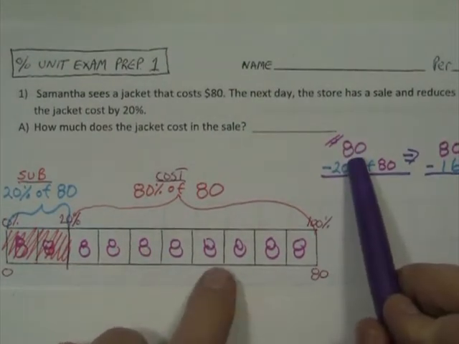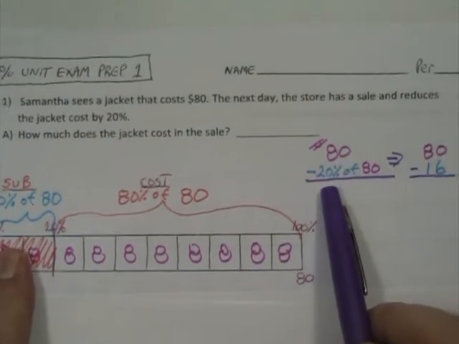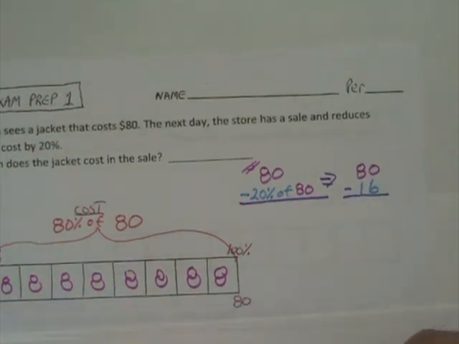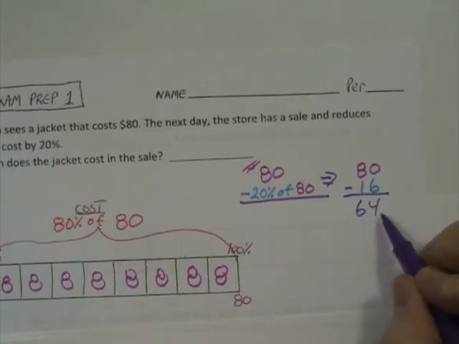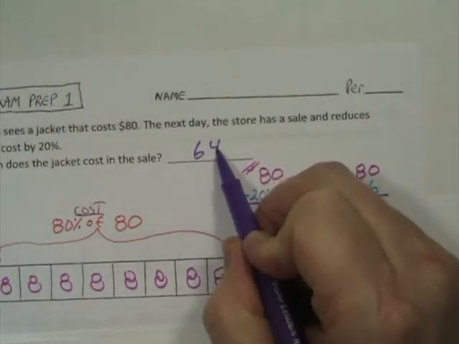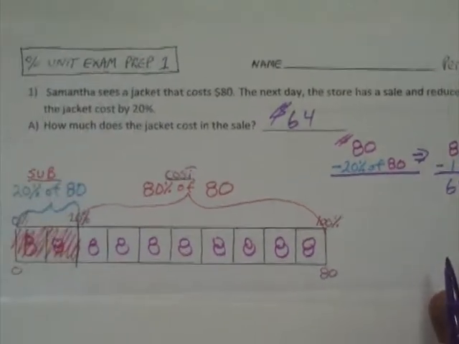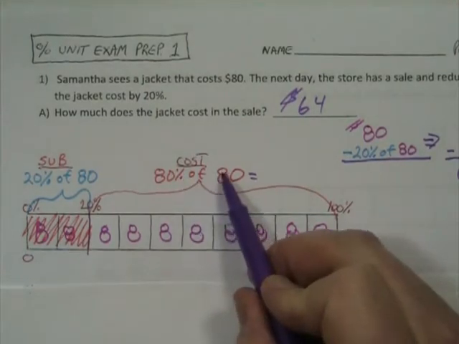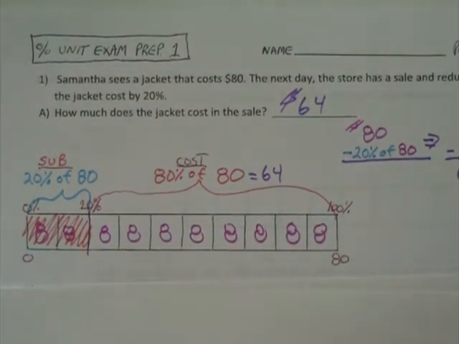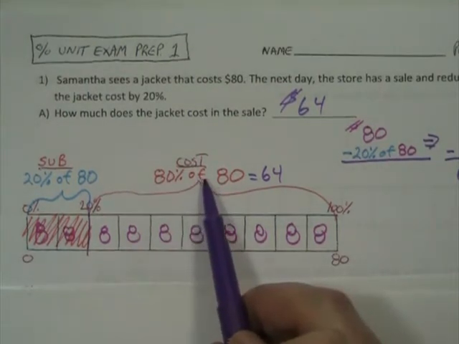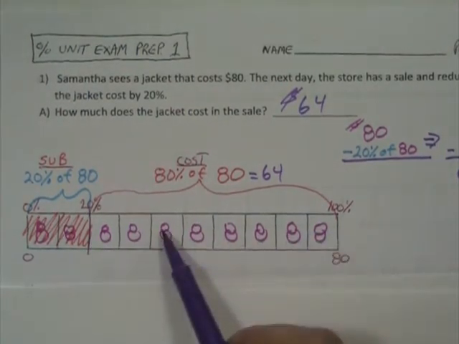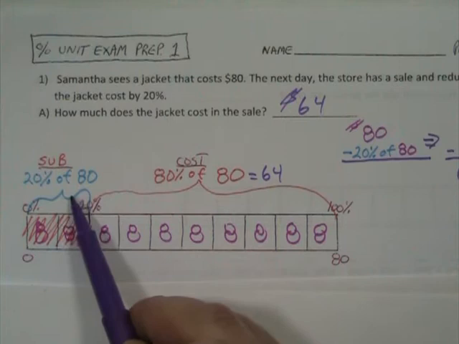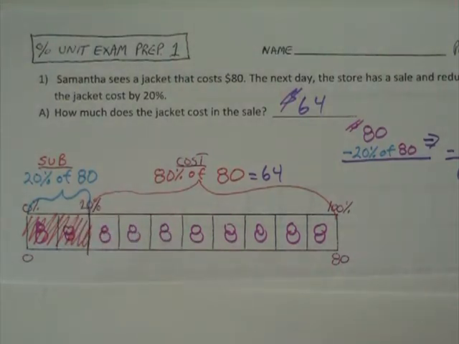So what you do is take $80 minus this 20%. 20% of 80 is 16, so 80 minus 16, and the answer is 64. So our answer is $64. And that's how much this is right here. 80% of 80 is 64. So some students just find 80% of 80, and that will give them their answer. Other students will take 80 minus the 20% to get their answer. Either way is fine.